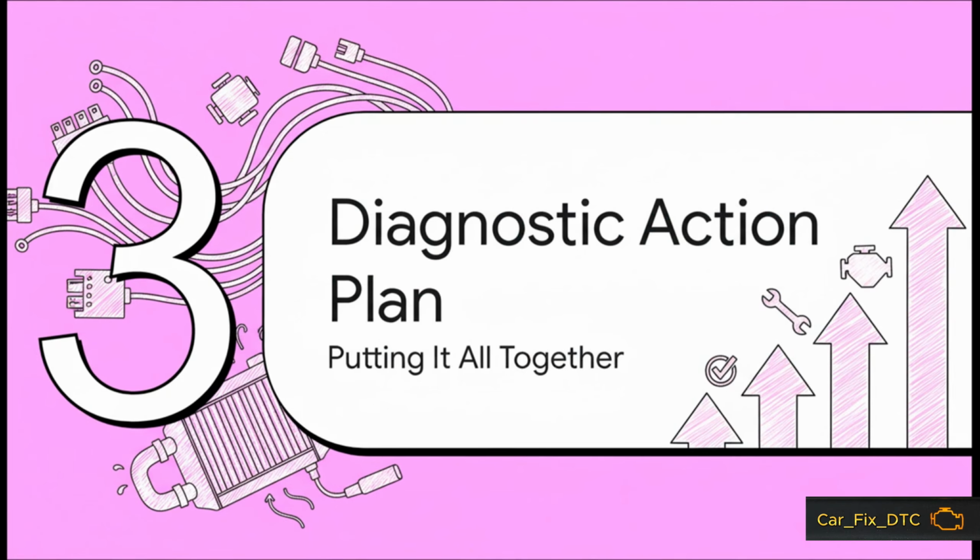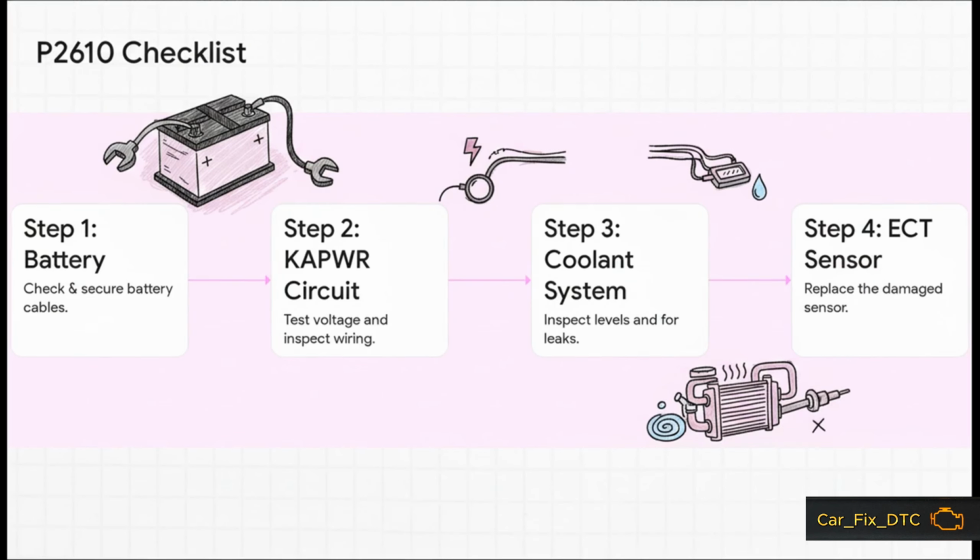Phew, we've covered a lot of ground, haven't we? From wires and circuits to coolant and sensors. So now let's pull it all together into one simple step-by-step action plan that you can use to tackle this code head-on. Here it is, your final game plan. A super simple checklist to follow. Always start with the easiest and most common fix. Check and secure those battery cables.